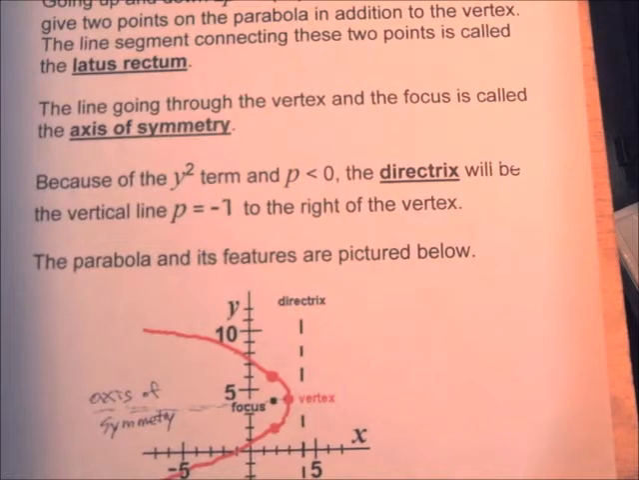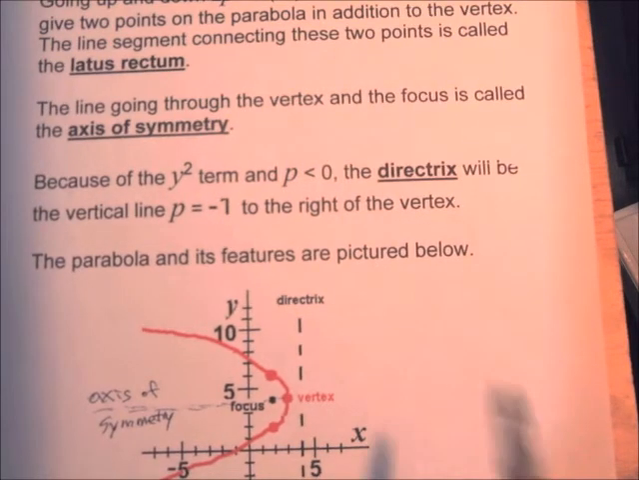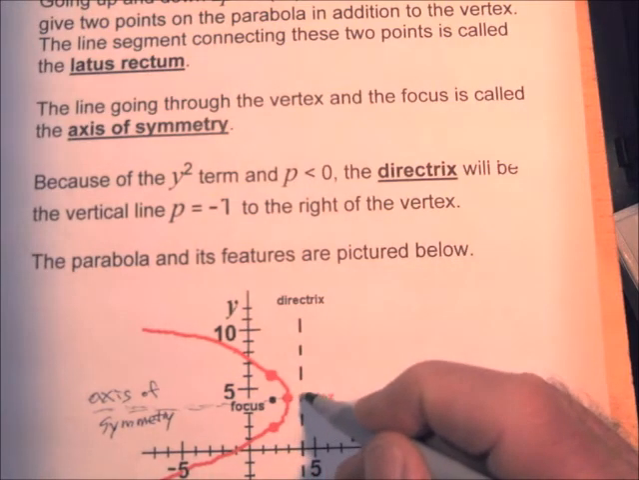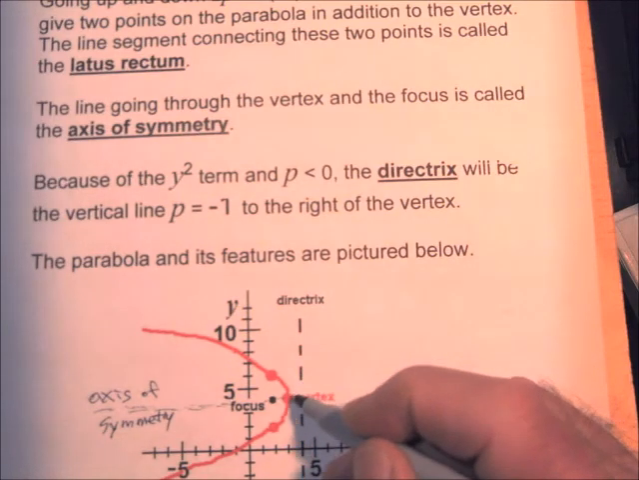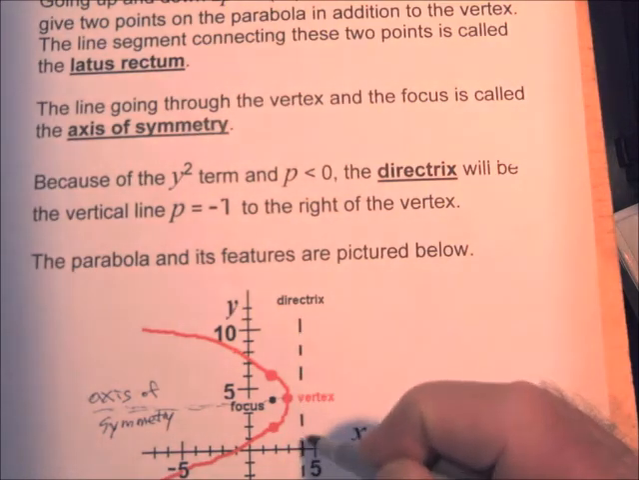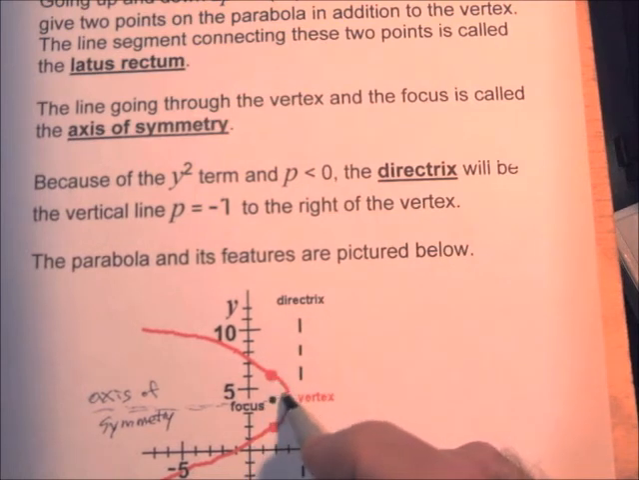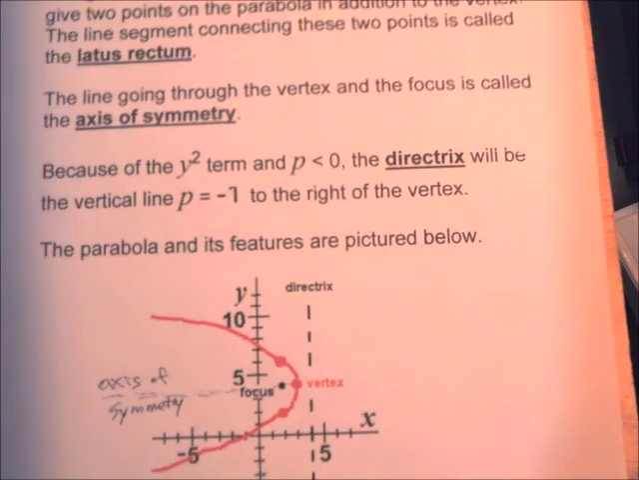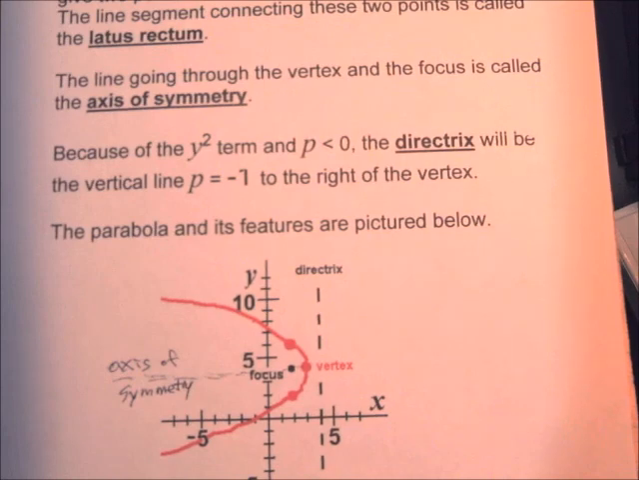Okay, and then the other feature of the parabola is the directrix. That will be p to the right of the vertex. So this dotted line here is the directrix. The three red dots are all part of the parabola. So if we connect those and extend it, that gives us the graph of the parabola. Okay, so that concludes this presentation.